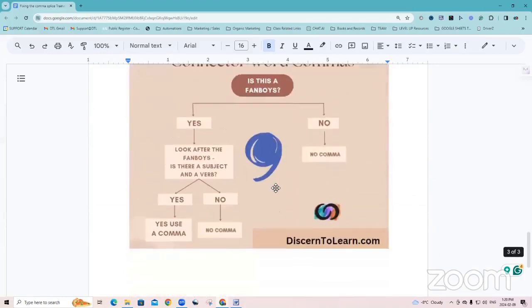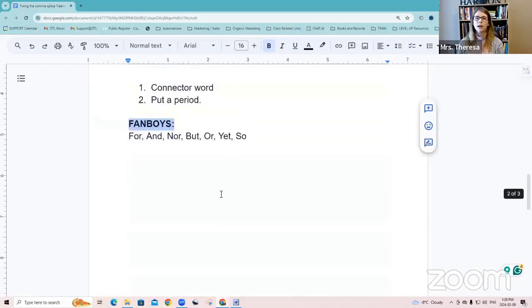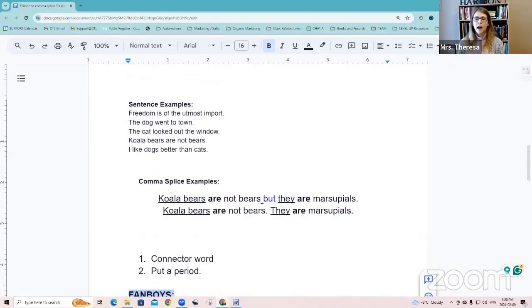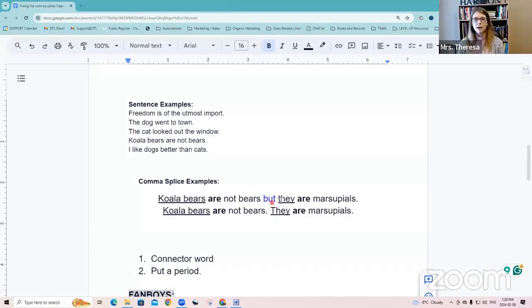So let's look at our algorithm here because some of us need to see things visually. Is it a fanboys? Yes. So we follow the line to the yes side. And then it says, look after the fanboys. Is there a subject and a verb? So let's go back and look. After the but, over here, do we have a verb and a subject? Yes, we do. We have a subject here and a verb here.